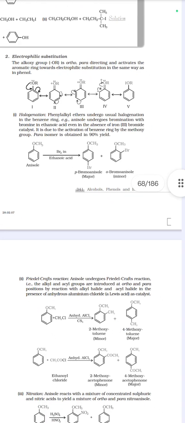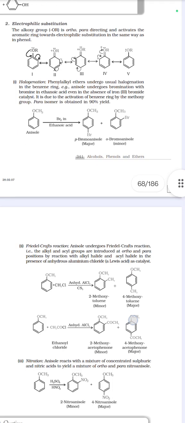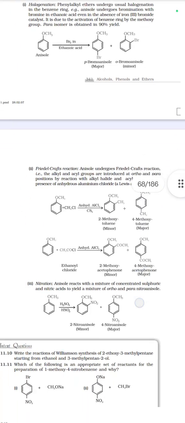Electrophilic substitution. The alkoxy group OR is ortho-para directing that activates the aromatic ring toward electrophilic substitution in the same way as a phenol. Halogenation. Phenyl alkyl ethers undergo usual halogenation in the benzene ring. Example: anisole undergoes bromination with bromine in ethanoic acid, even in the absence of iron(III) bromide catalyst. It is due to the activation of the benzene ring by the methoxy group. Para isomer is obtained in a 90% yield.